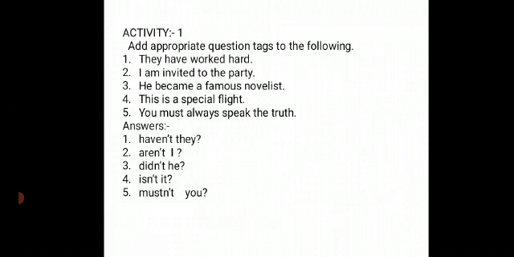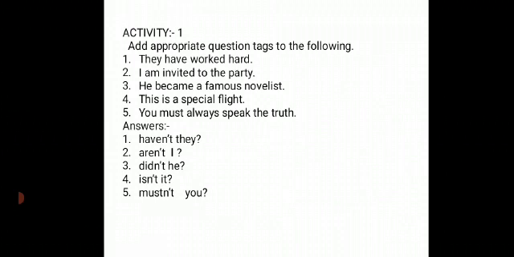First is add appropriate question tags to the following. First one is they have worked hard. Now this is a positive sentence. All these are positive sentences. I have given answers down there, but I will add them here now. They have worked hard, comma, haven't they? Second sentence is I am invited to the party. Now am is an auxiliary verb, so you will give a comma. I have told you, you can't say amn't I. You will say aren't I. The question tag will be aren't I.